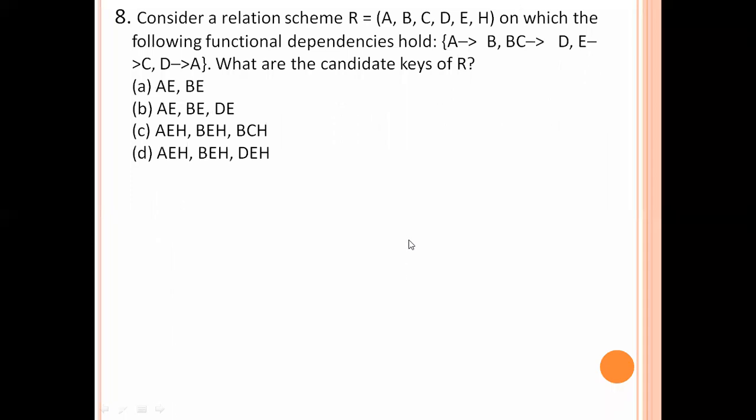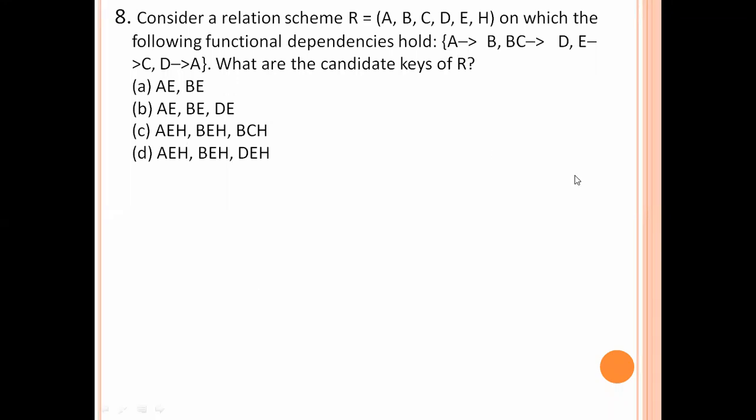Next, consider the relation schema R equal to A, B, C, D, E, H, on which the following functional dependencies hold: A to B, BC to D, E to C, D to A. What are the candidate keys of R? Here, what are the candidate keys of R?